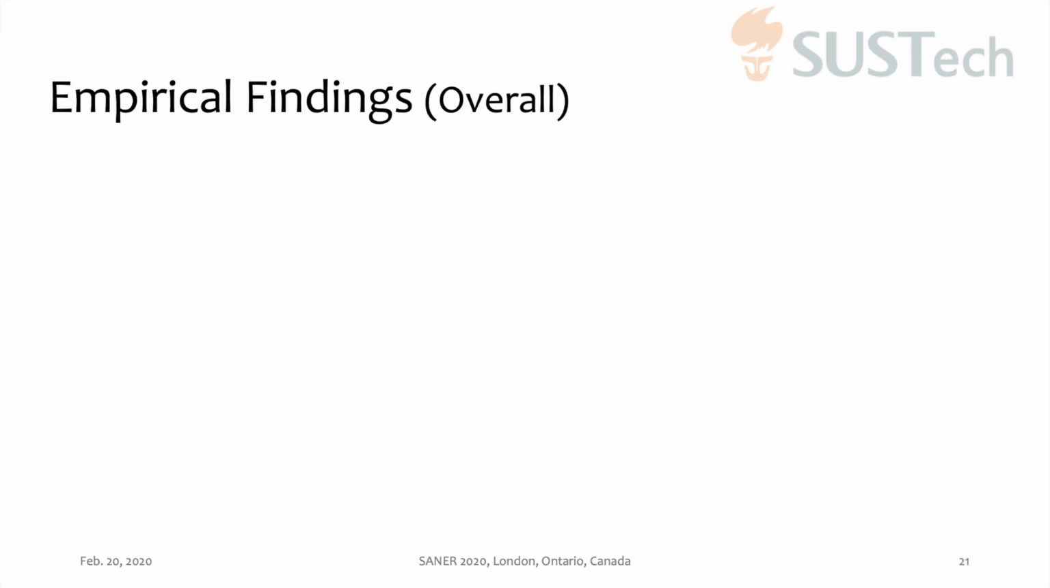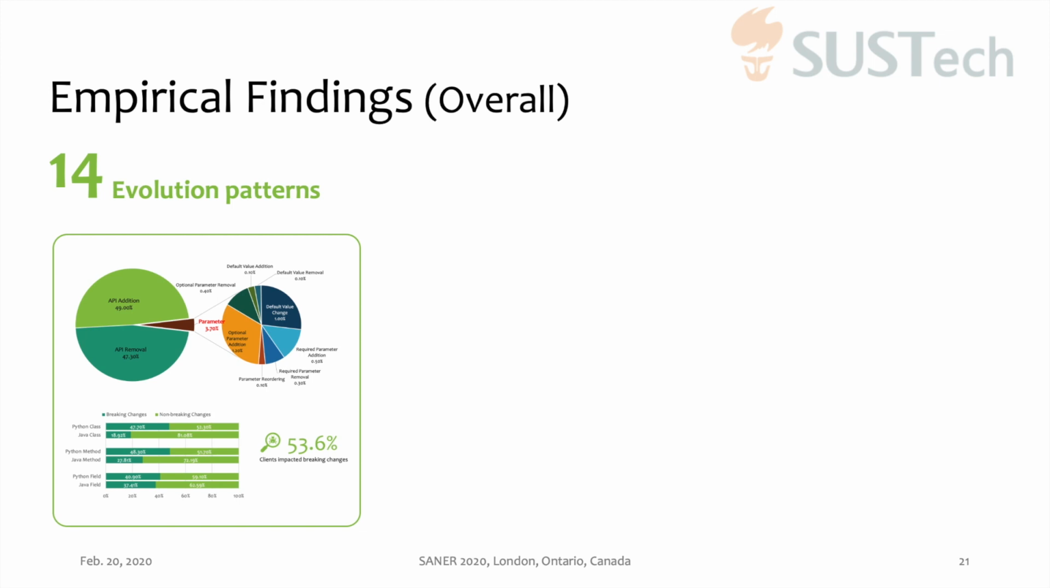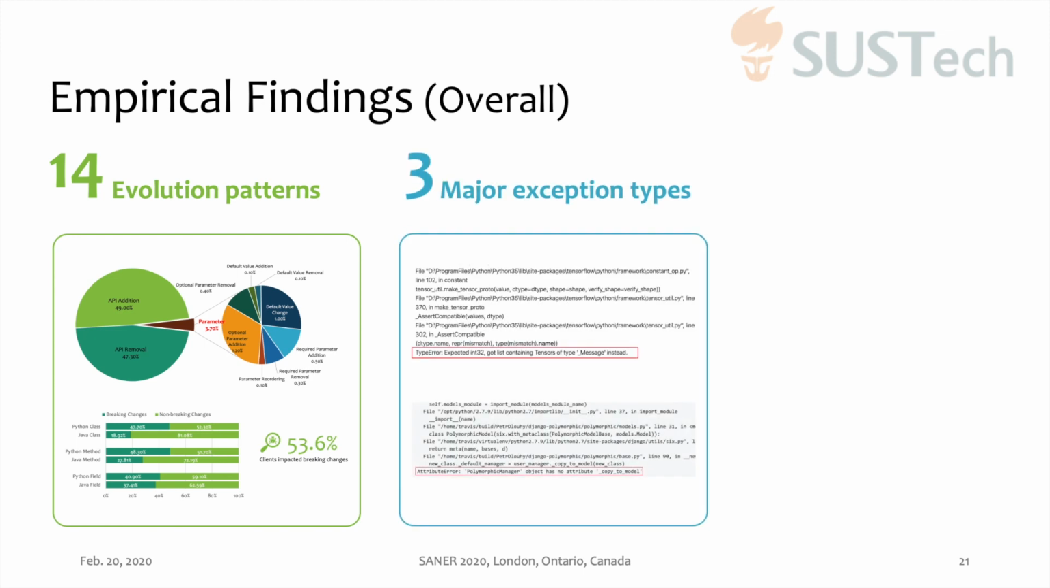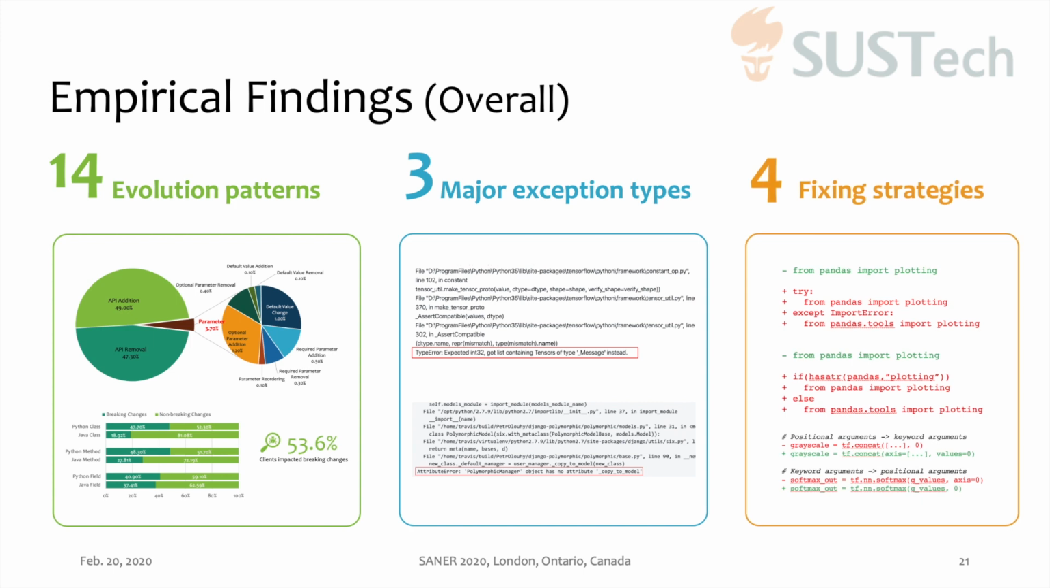Before we start the next part, which is a tool we developed based on our empirical study, we provide a brief conclusion here for our empirical study. Actually, we performed the first study on Python framework API evolution. In detail, we identified 14 evolution patterns, with 5 specific to Python. And we also found 3 major exceptions resulting from these evolutions and 4 fixing strategies that developers commonly adopted.